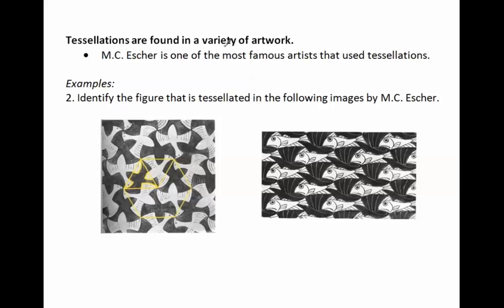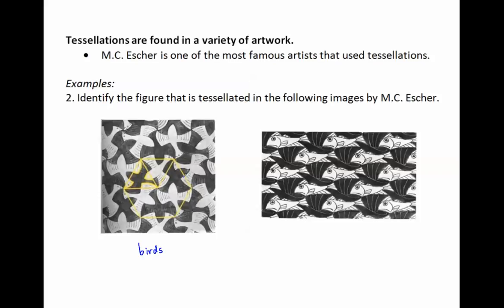Tessellations are also found in a variety of artwork. M.C. Escher is one of the most famous artists that used tessellations. Here's a couple examples. Can you identify the figure that's tessellated in the following images by M.C. Escher? What's this a picture of? Some of them are white and some of them are black, but it looks like this is a tessellation of birds. Notice that they've been rotated or reflected to make that tessellation of no gaps or overlaps.